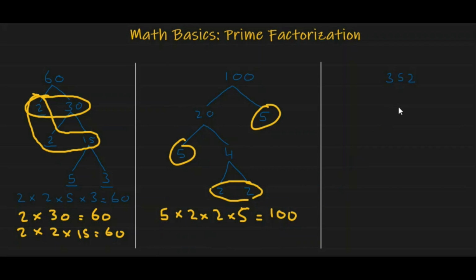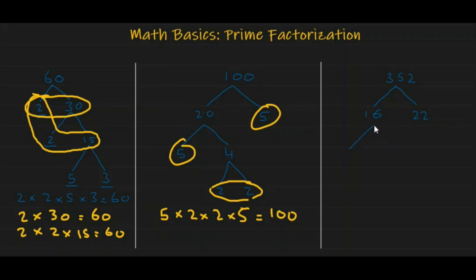Let's look at our third example, 352. So we can always just keep going with twos. However, that tree will be much longer. So what we should do is look at a factor which will break this number down much quicker. So in this case, say we go with 16. 16 times 22 will give us 352.